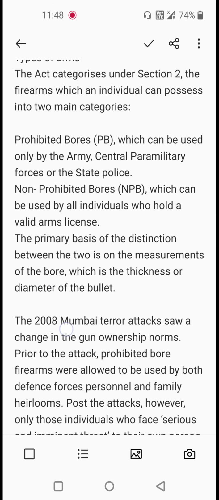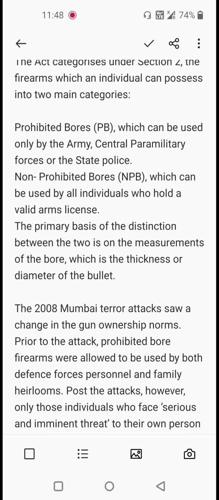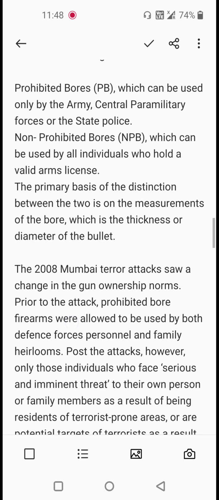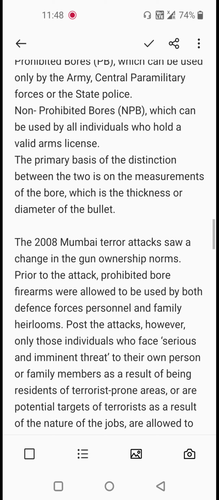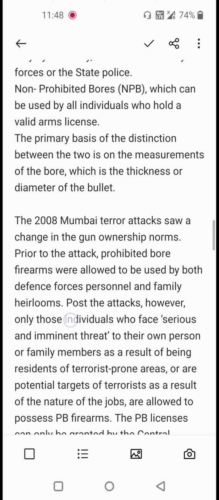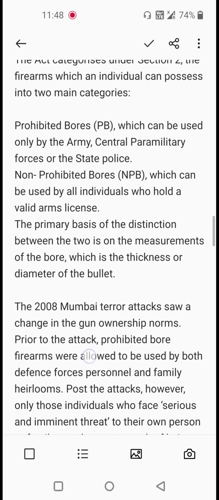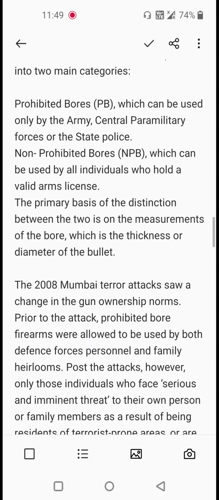The other category is non-prohibited bores (NPB), which can be used by any individual who holds a valid arms license. The primary basis of distinction between the two is the measurement of the bore, which is the thickness or diameter of the bullet. So it is obvious that an individual is not allowed to have AK-47 kind of guns or guns used by snipers. Very ordinary guns can be used by an individual. This is all about it.